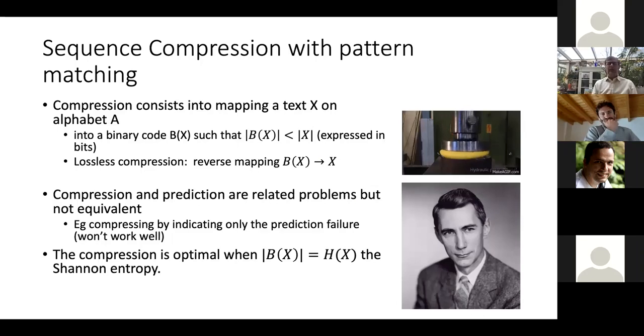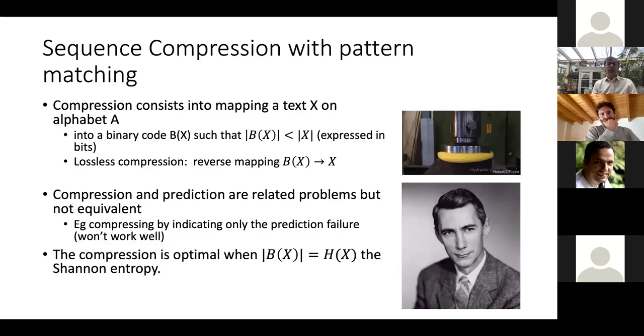And there are two kinds of compression: lossy compression and lossless compression. Lossy compression is what is on your screen. With lossless compression, there is a reverse mapping. In this case, it is more for text. For example, you want to send a text or store a text, so you don't want the text to be affected by the compression. You want to be able to recover it.